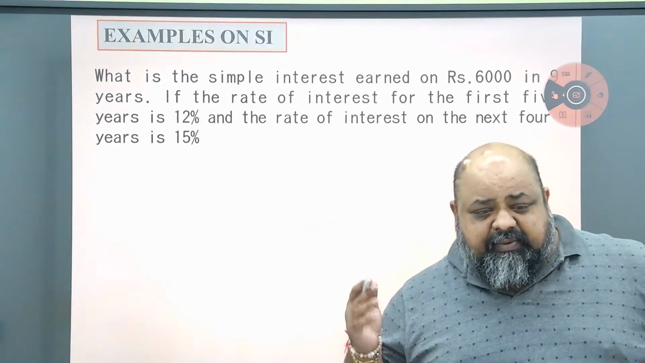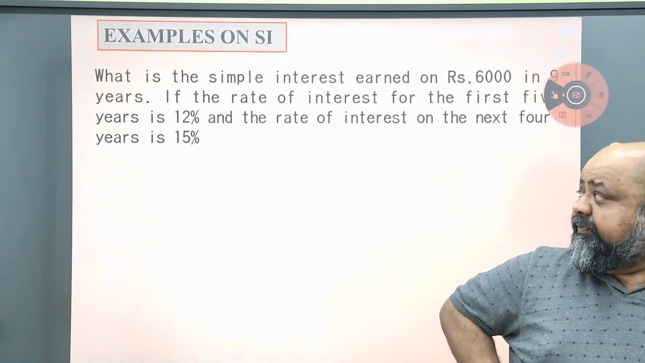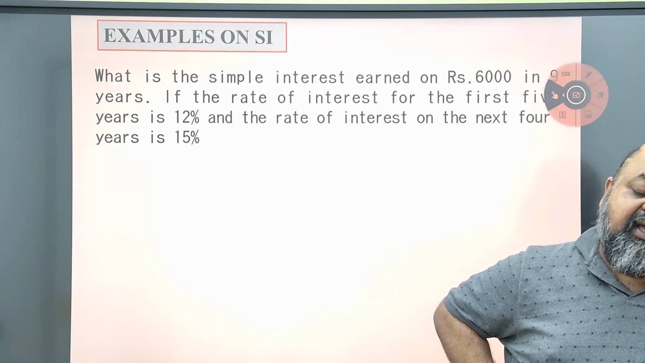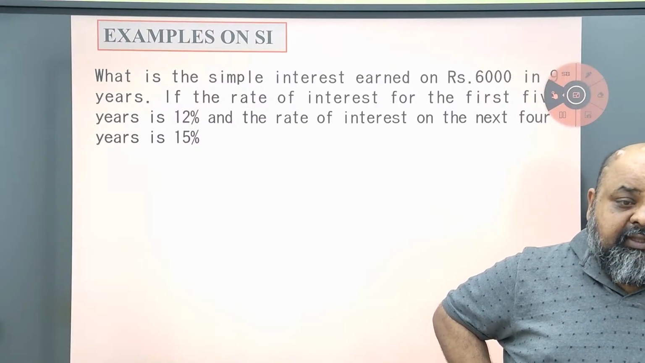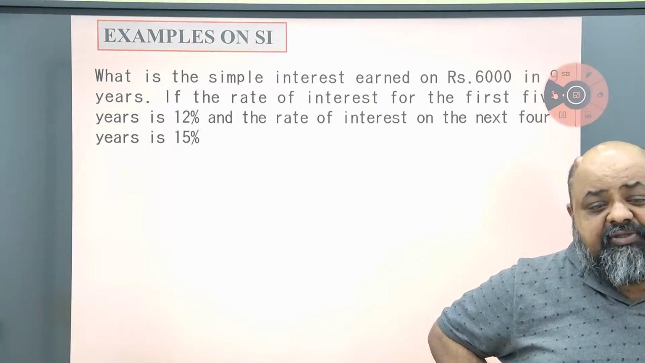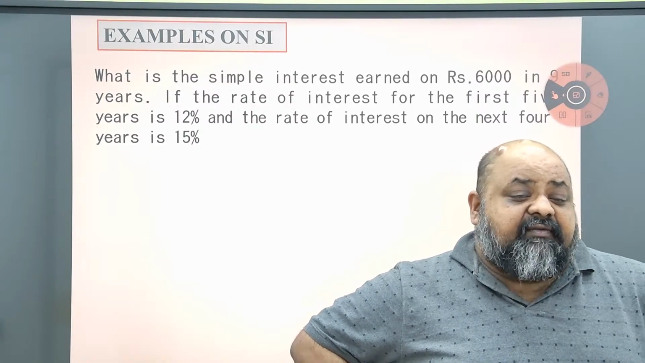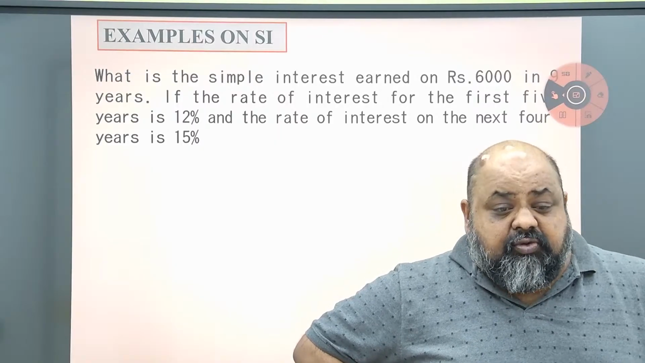Just a couple of quick questions on SI before we actually delve into CI. Trying to cover the broad range of questions. Please understand, SI is additive in nature. That is to say, if I am getting 50 rupees of simple interest in 1 year, I will get 50 rupees every year. And therefore, in 3 years, I get 150 rupees. In 4 years, I get 200 rupees and so on.